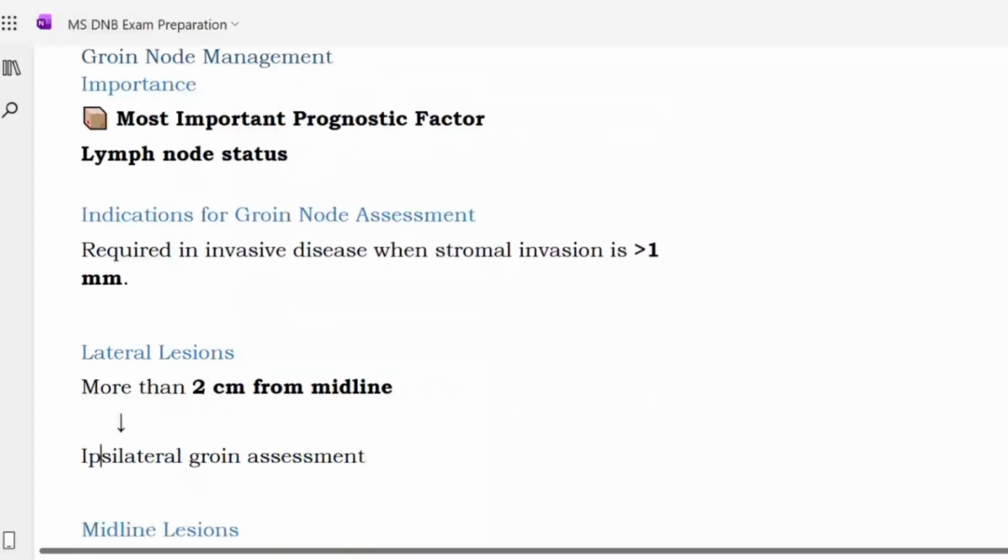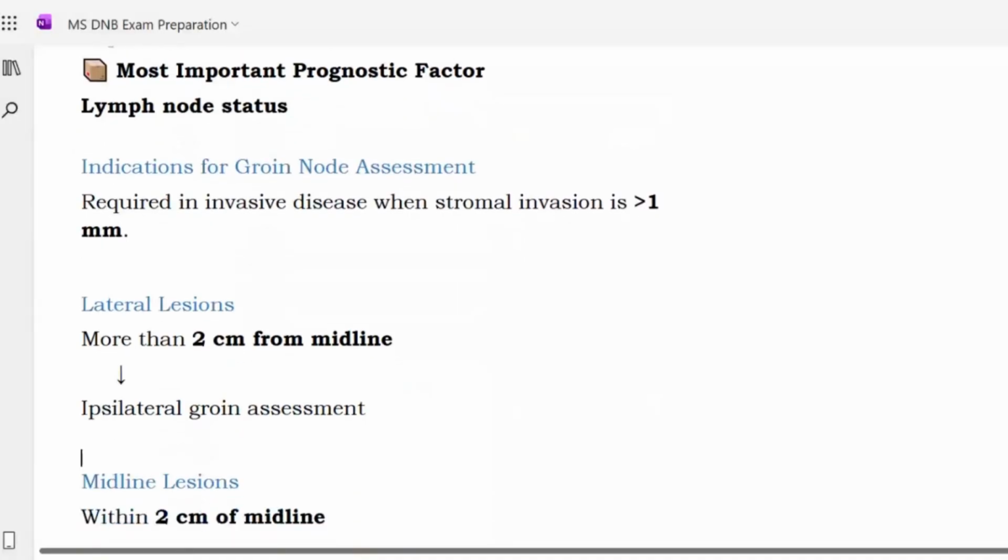Okay, so groin node management, most important prognostic factor is the lymph node status. Indications for the groin node assessment: it is required when the stromal invasion is more than 1 millimeter. That means when it is 1B or more, you have to know the lymph node status.